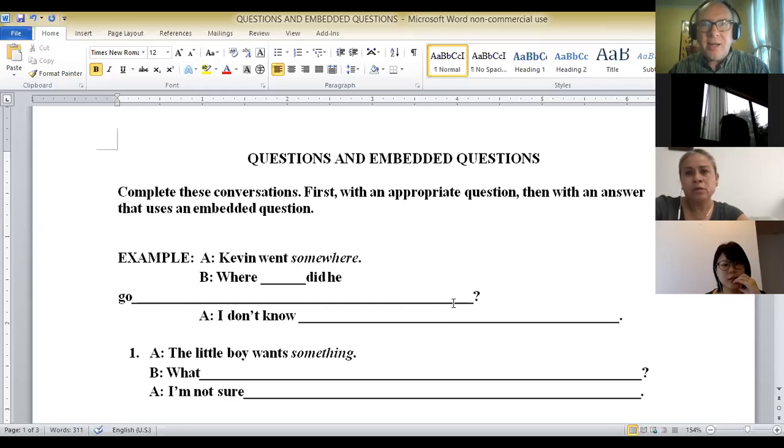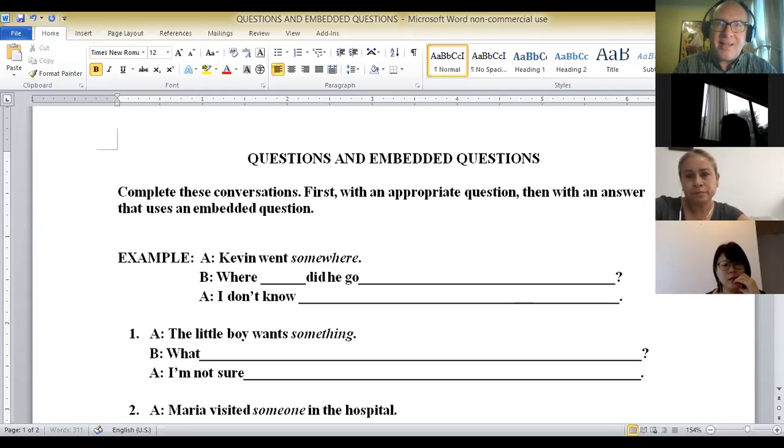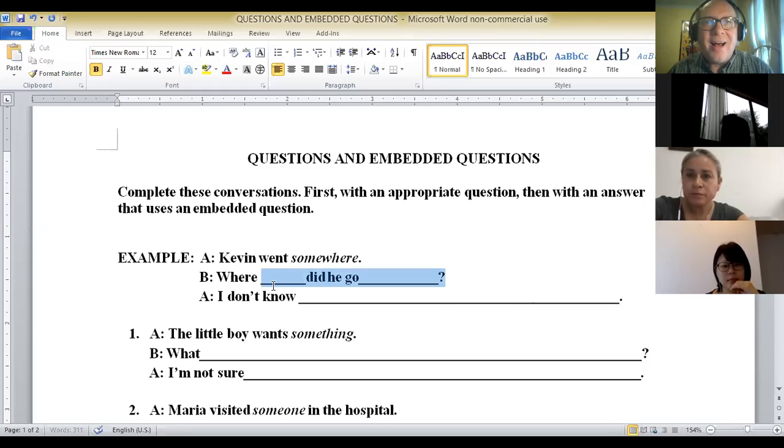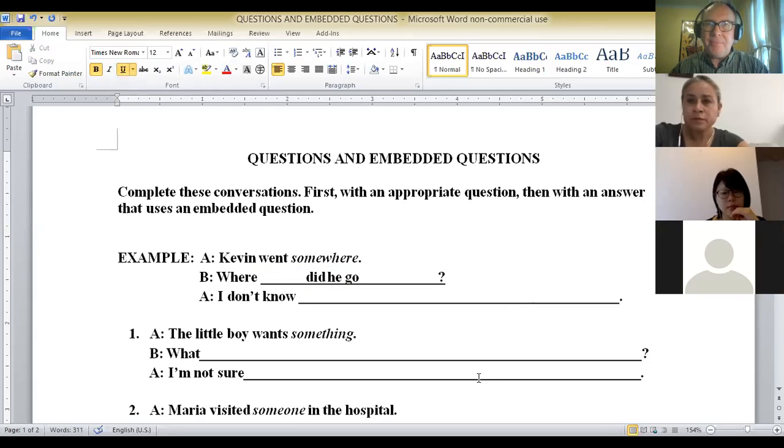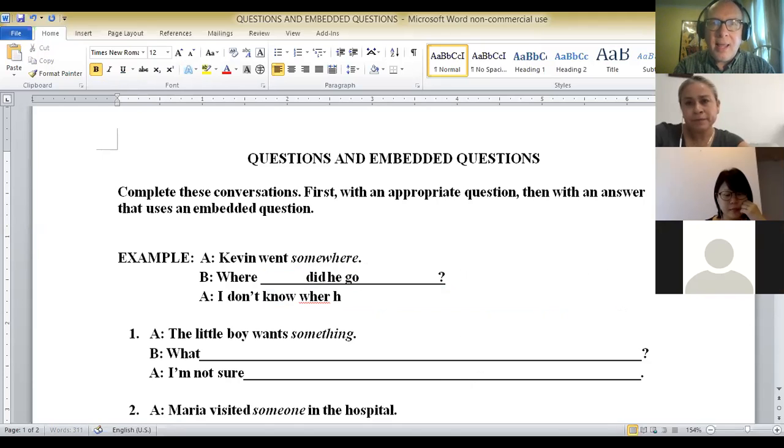Where did Kevin go? Where did he go? Somewhere. Right? Oh no, did I make my lines incorrectly? That's terrible. See, I didn't make these to do on a computer, so they're not ready. Okay, there we go. Where did he go, right? And if you say, I don't know, what are you gonna say? I don't know where he went, right?